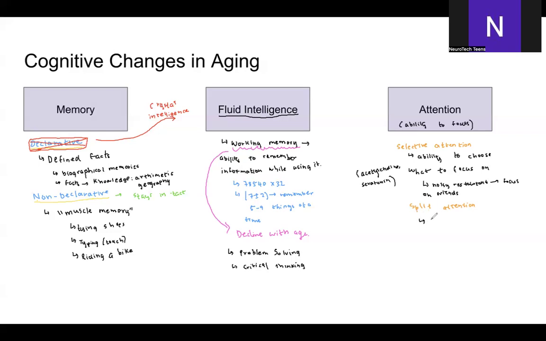Your split attention is your ability to focus on two tasks at once, right? So, why is this important? Your ability to focus on two tasks? Well, you may think of multitasking. And the most infamous example of this is trying to drive while holding a discussion. Drive.